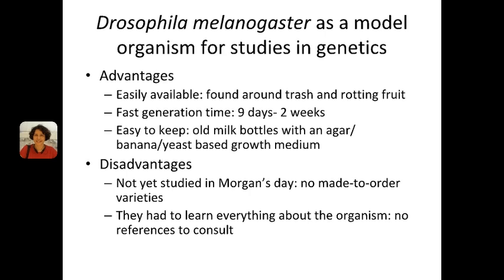Some disadvantages. Drosophila had not yet been developed as a model. So that means there were no strains of Drosophila that he could order and that were guaranteed to be true breeding. They also didn't know anything about those flies, so they didn't have any references. They were starting in uncharted territory.